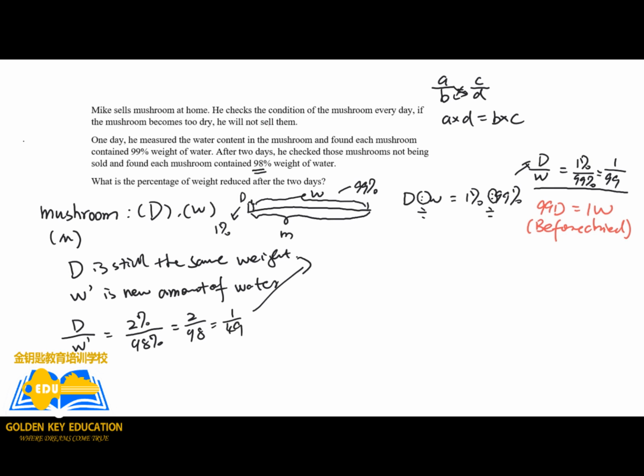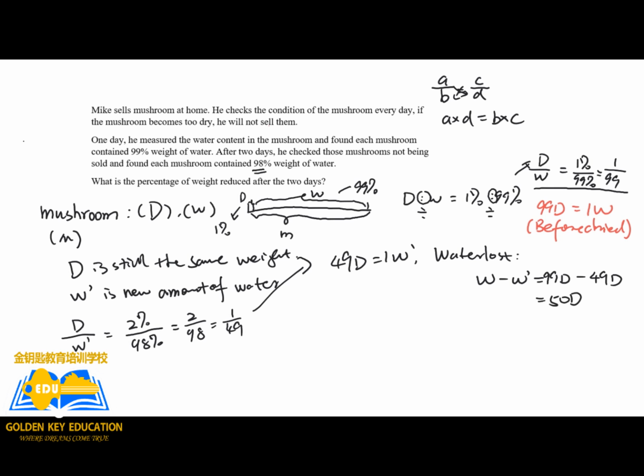So what can we get from here as well? Using the same strategy, we get 49D is 1W prime. What is the weight lost in water? The water lost is simply the difference between W and W prime. We know the difference is found by subtraction. Previously W is 99D, now it's just 49D, so we get 50D instead.